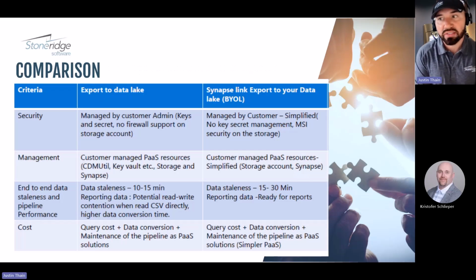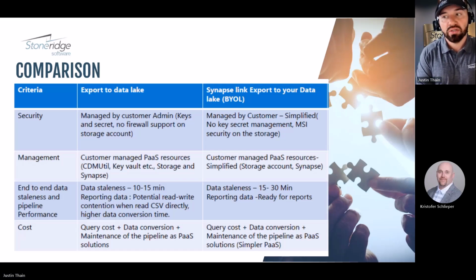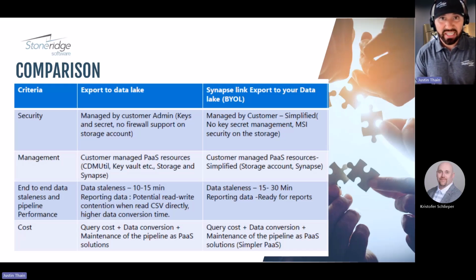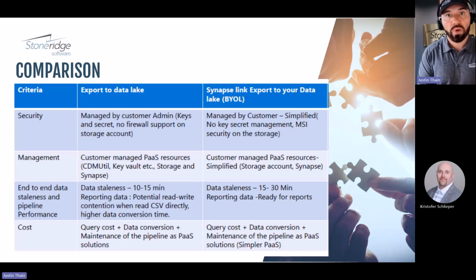This diagram compares some of the features between export to data lake and our Synapse Link. We talked about the tables and the replication, we didn't talk about the management of the resources. With export to data lake, we needed the CDM util, but we also needed the key vault and some other objects in Azure to complete the process. With the Synapse Link, we have a simpler setup. We don't need the key vault. We don't need the CDM util. So the resources that we have to manage are easier.